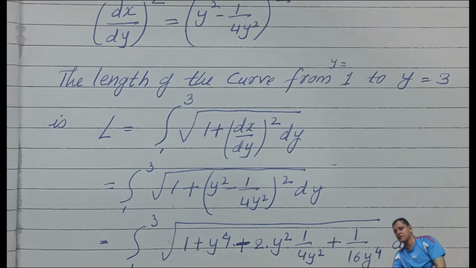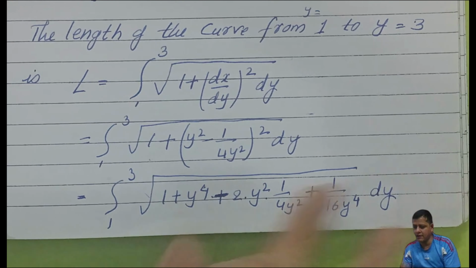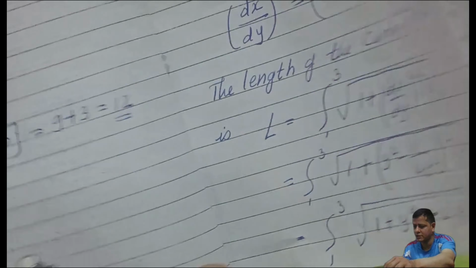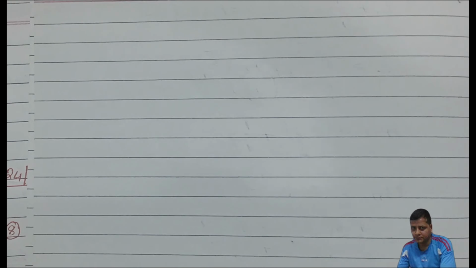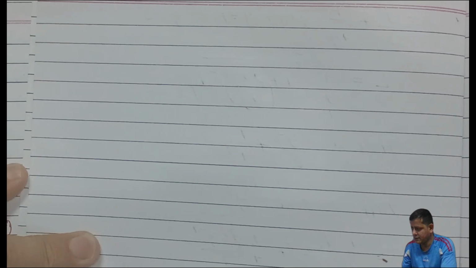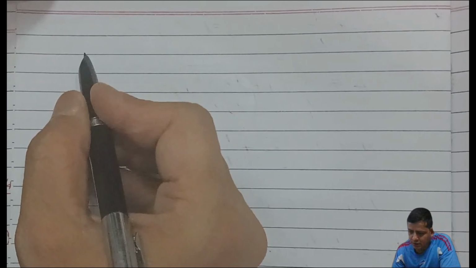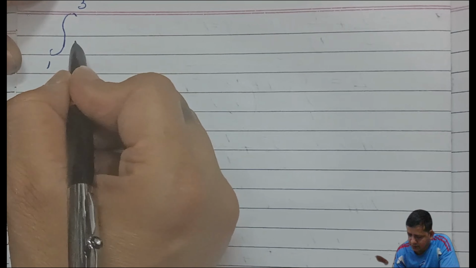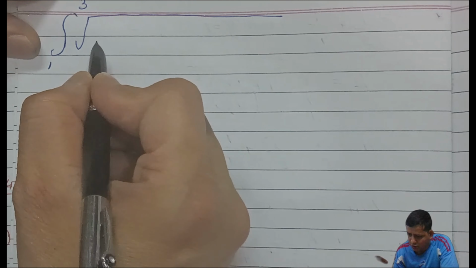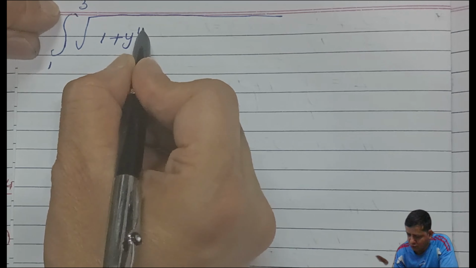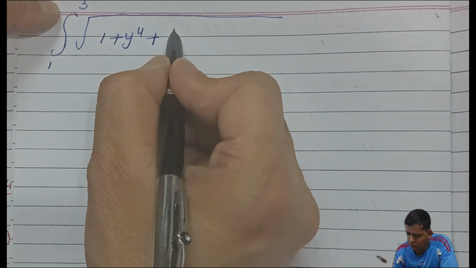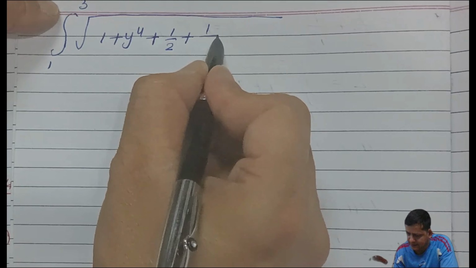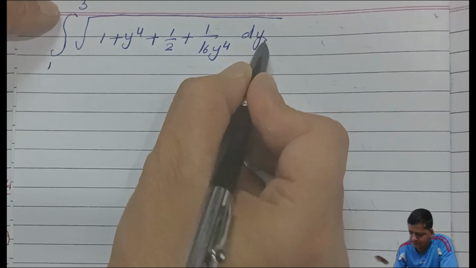Now let's further simplify this to get our real answer. We have already done this much, so now let's go further. What did we get? Integration from 1 to 3, there was a root, and then 1 plus y to the power of 4 plus, if you simplify it, 1 by 2 plus 1 by 16 y to the power of 4, dy.